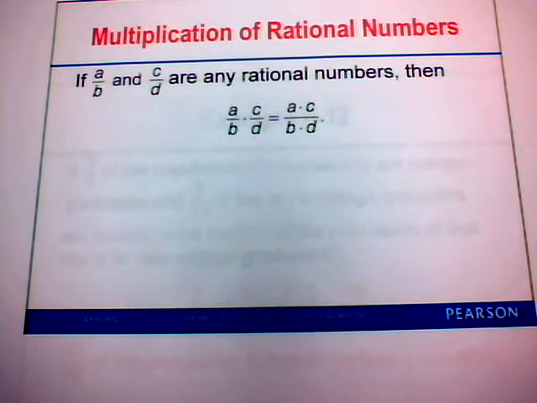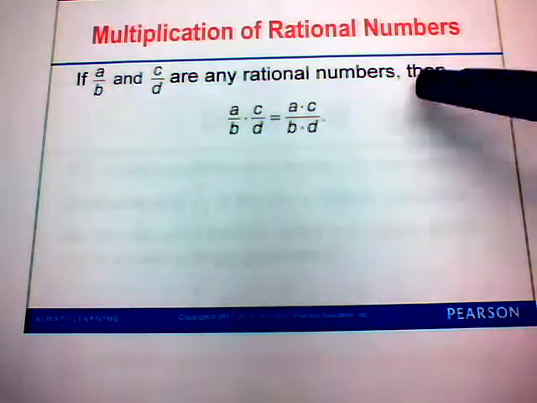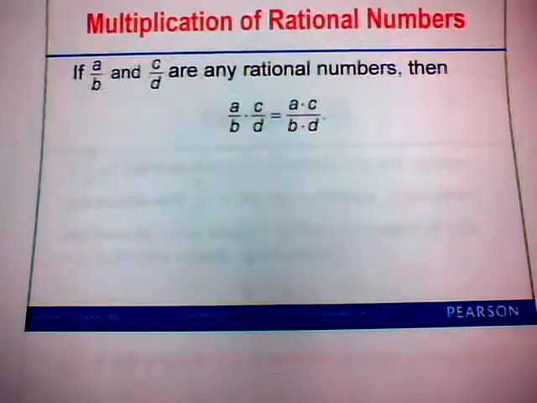So this is the notion of multiplication of rational numbers. If a over b and c over d are any rational numbers, then a over b times c over d is equal to a times c over b times d. In other words, you're going to multiply the numerator times the numerator and denominator times denominator.